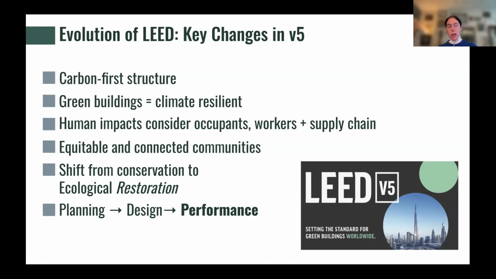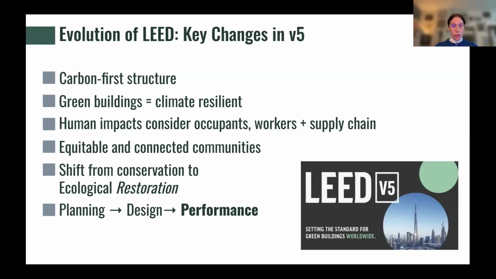Also, human impacts are now considered as part of a new prerequisite requirement. When we think about how our design affects people and communities that we serve, the population groups to consider are now more broad in scope. So not just who uses your space or who uses the building, but what about the workers who have helped to construct the facility? What about workers who were involved in producing the materials that went into your design? So again, this broader context window that LEED V5 is introducing. It's also focused on equity, so equitable and connected communities, and how our planning and design decisions can really influence that. There is also a shift from the concept of conservation and protection to ecological restoration, so actively restoring our sites.